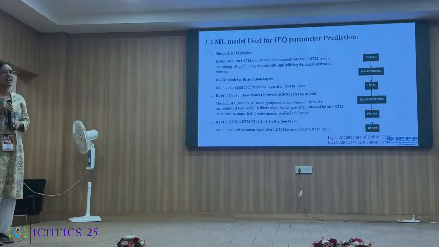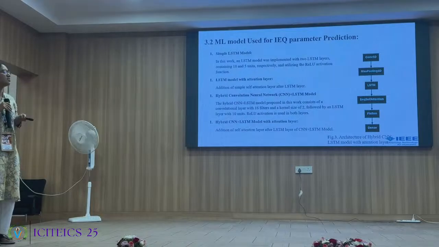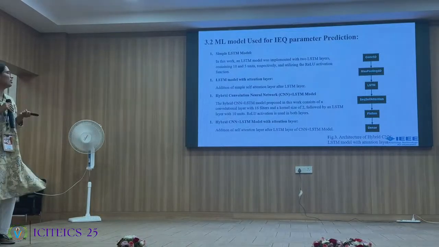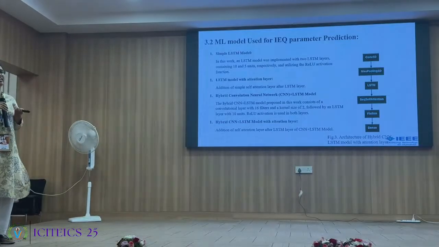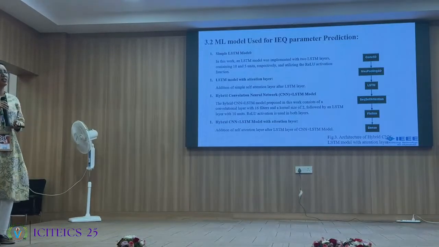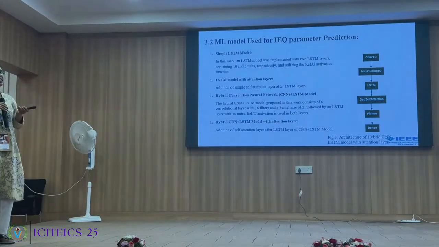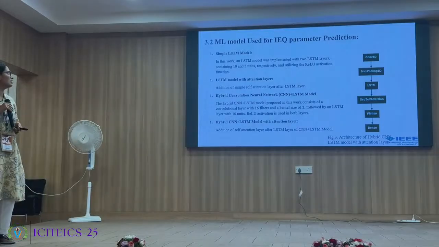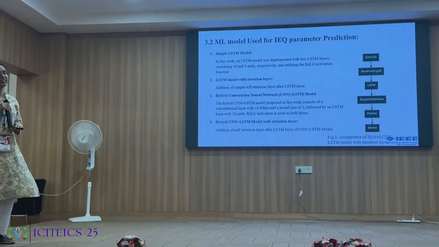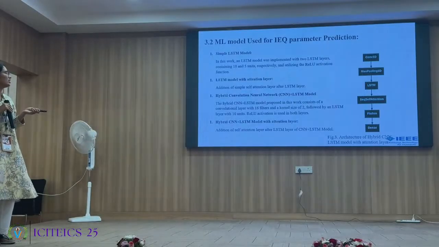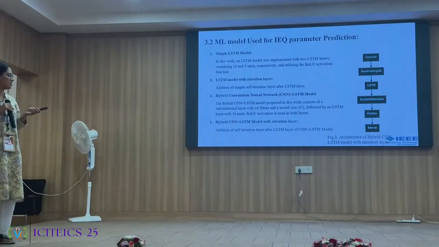For IEQ prediction we have used, first, an LSTM model, which has 2 LSTM layers using 10 and 5 units. Then, with a little modification of this model, we have added one self-attention layer with the LSTM model. Then we have used a hybrid model which consists of CNN and LSTM, and then finally a model consisting of hybrid CNN and LSTM plus an attention layer.